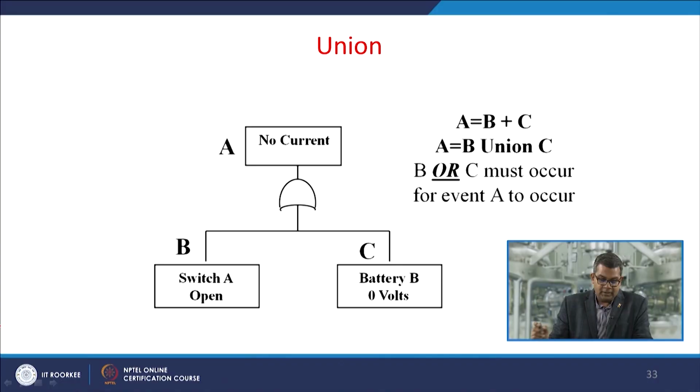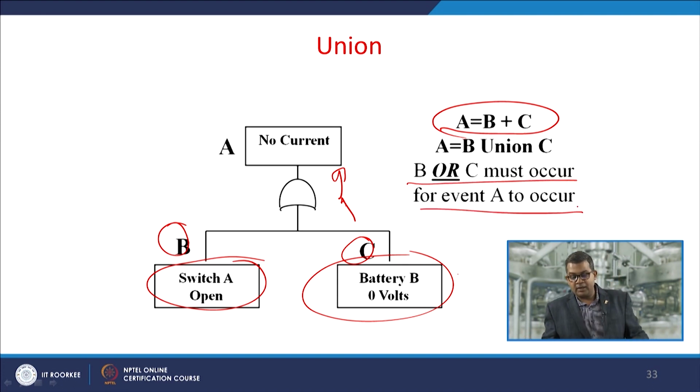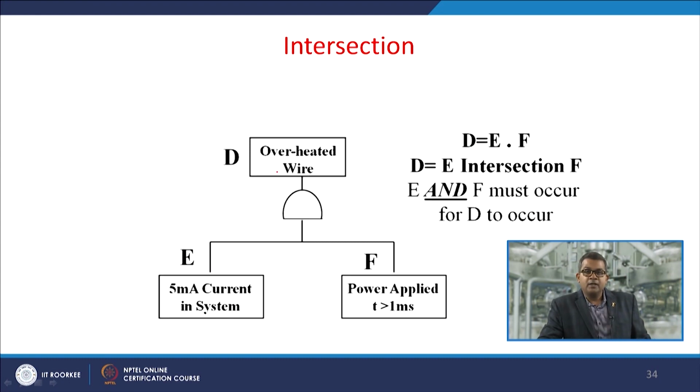Now, here there are 2 events, either B or C. So, if this switch is open, then definitely there would be no current, and if the battery is at 0 volt, then definitely there would be no current. So, A is the result of B plus C, and B or C must occur for any kind of event that needs to occur with respect to A.